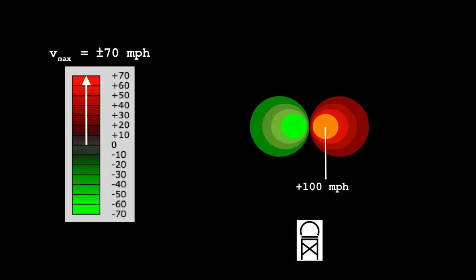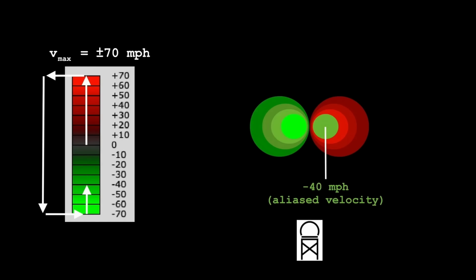To compensate for this, the velocity folds over to the other end of the Nyquist interval and continues along the interval to account for the remainder of the velocity. In this case, the Nyquist velocity is 30 miles per hour shy of the target's actual 100 mile per hour velocity, so we'd go an additional 30 miles per hour, which gives us a radar estimated velocity of negative 40 miles per hour. So, the radar thinks that our target, which is actually traveling at 100 miles per hour away from the radar, is instead traveling at 40 miles per hour toward the radar.